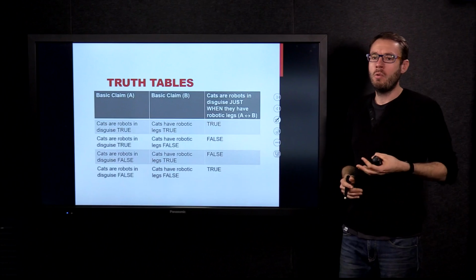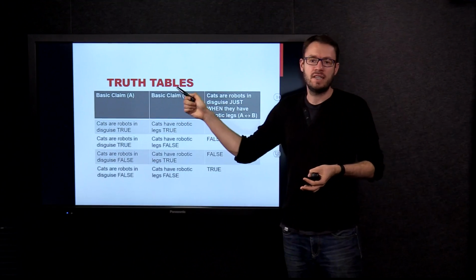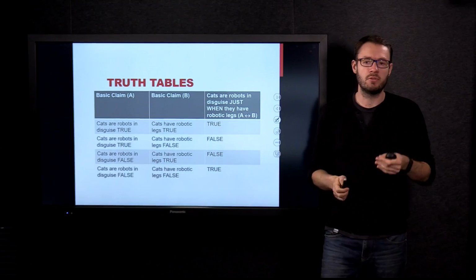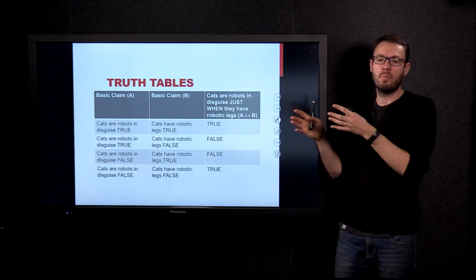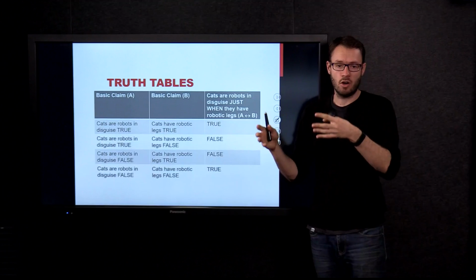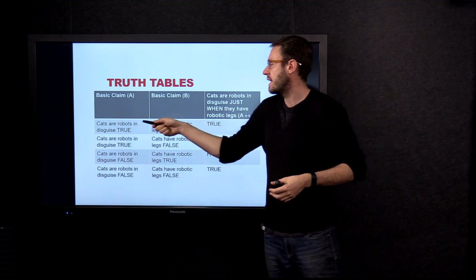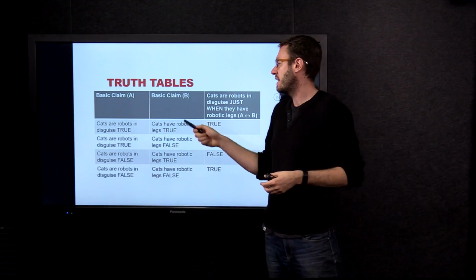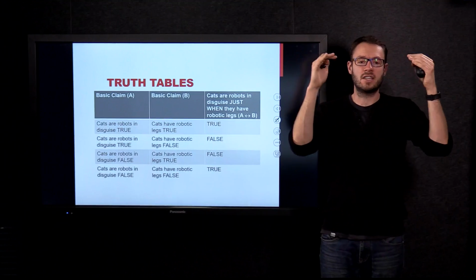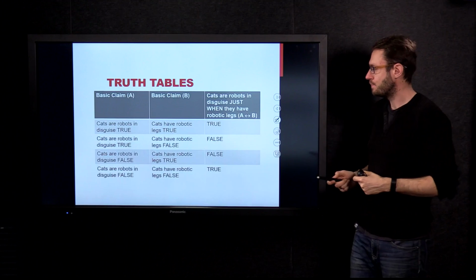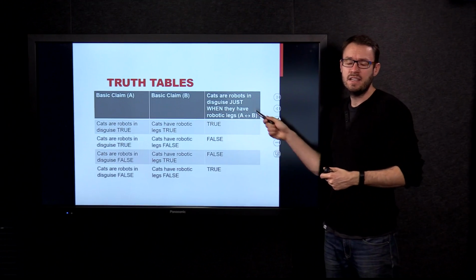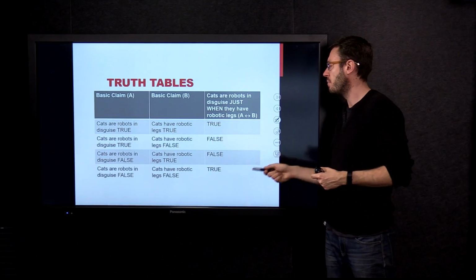Okay, so again, what we do is we take our basic claims, we take our possibility space with respect to those basic claims, and we use that to start to understand the possible situations for the more complex compound claim. So we have the claim that cats are robots in disguise is true, and that cats have robotic legs is true, and so on for each of the different combinations that are by now hopefully quite familiar to you. And then what we have is a table for the biconditional.